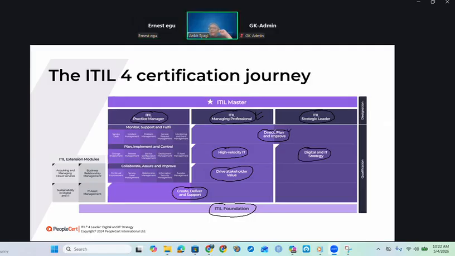You would see Direct, Plan and Improve is in the center of Managing Professional and Strategic Leader, which means this certification is required for both the designations.